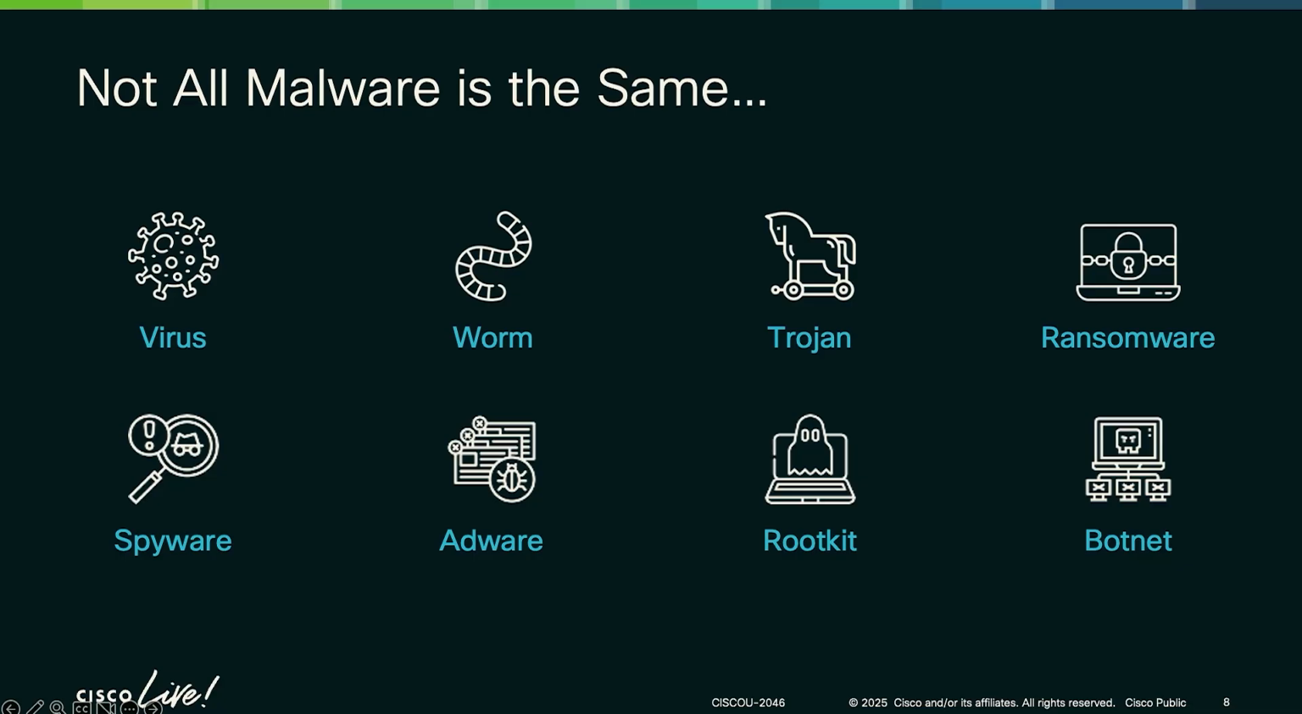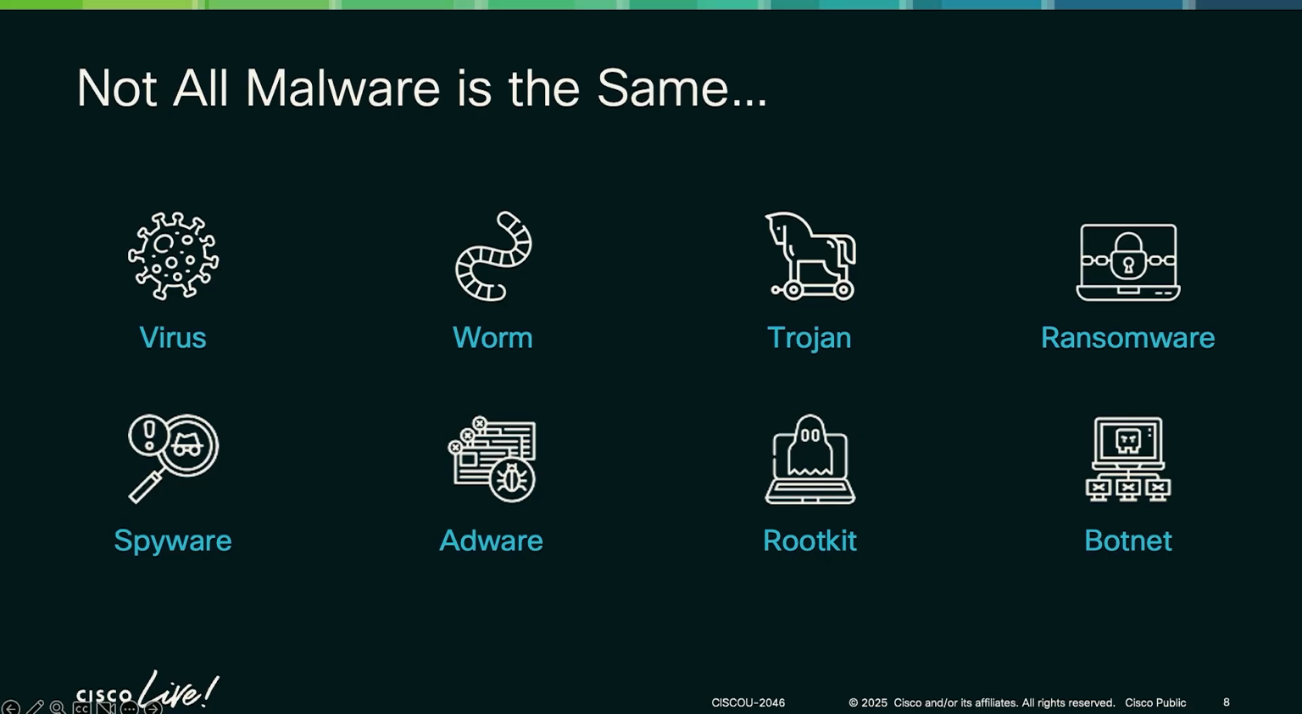So for example, a virus is a malicious piece of code that attaches itself to a clean file and spreads to other files. It can do things like delete files, disrupt systems, cause operational issues. You've also got worms, which are standalone malware that's really intended to replicate itself and spread to other computers as quickly and effectively as possible.